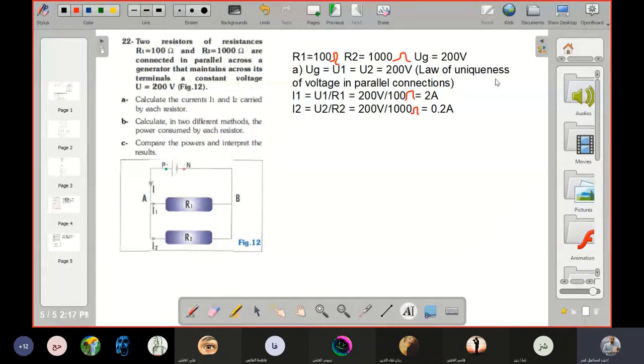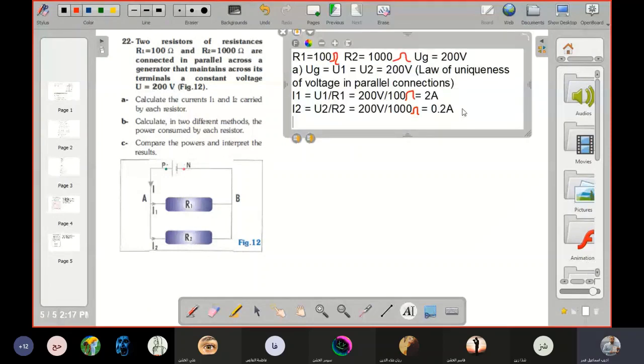Part B. Part B. Fatima Sabah. Yes. يلا. Part B. Read part B.